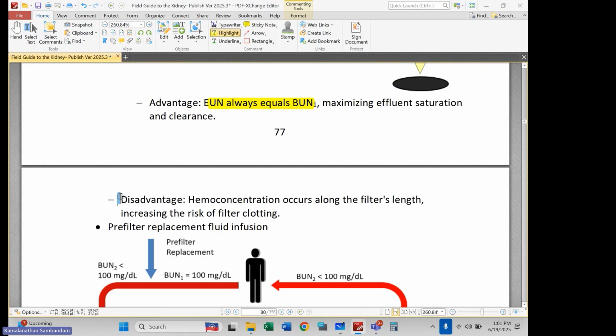Now, there's a disadvantage to doing post-filter hemofiltration.